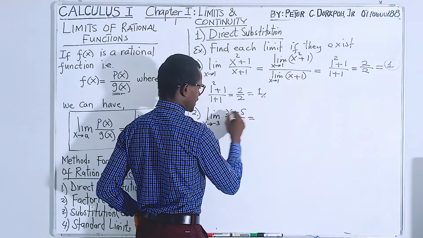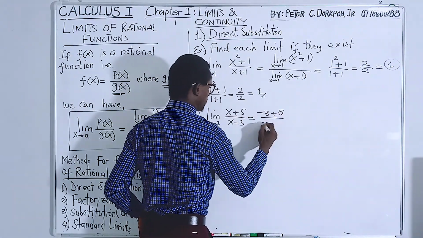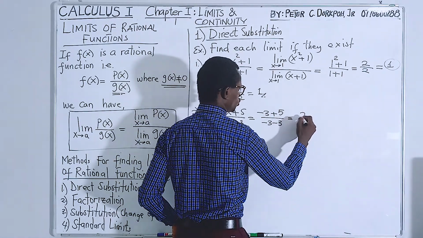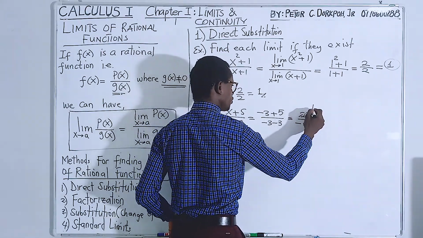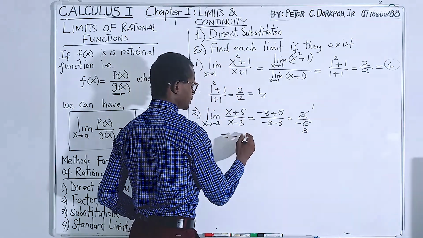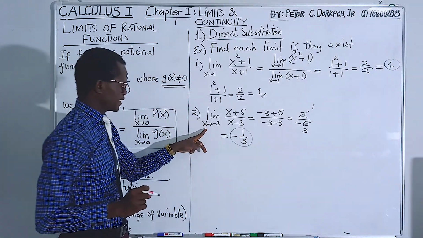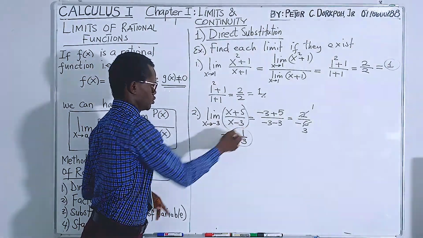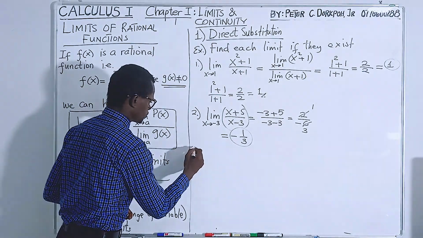So now we replace x with minus 3: minus 3 plus 5 divided by minus 3 minus 3. This is just equal to positive 2 all over minus 6. So 2 into itself 1 time, 2 into 6 3 times, so you will just have negative 1 over 3. So when x is approaching minus 3, the limit of this particular rational function will be equal to minus 1 over 3. So we do the next one.